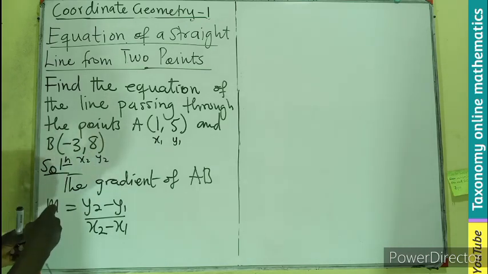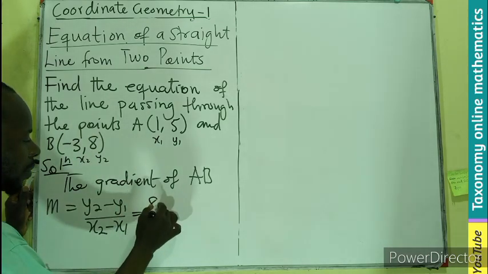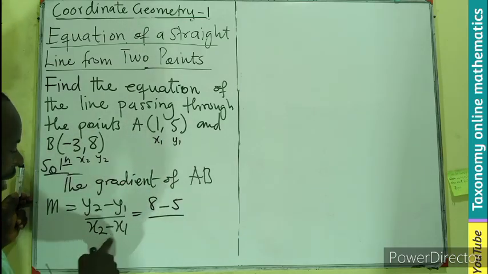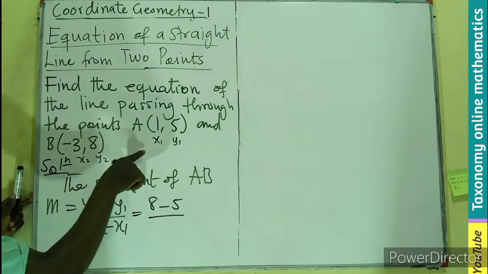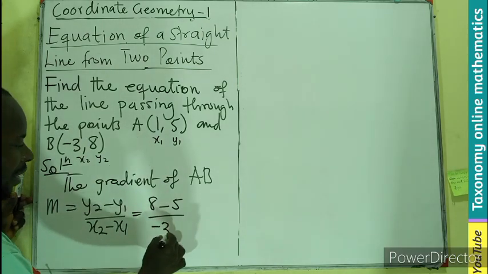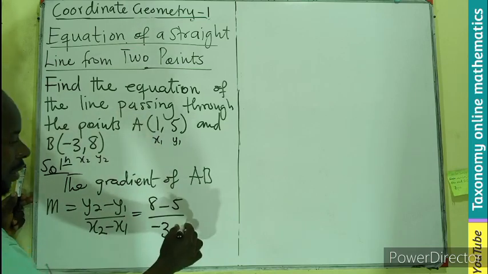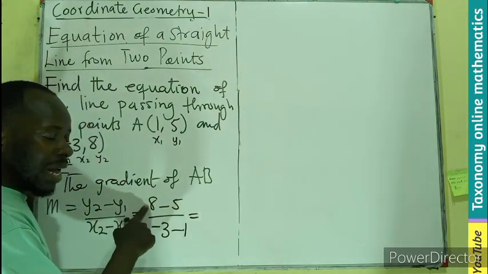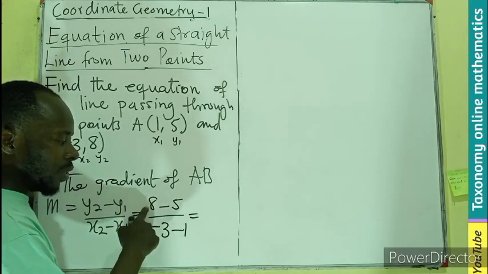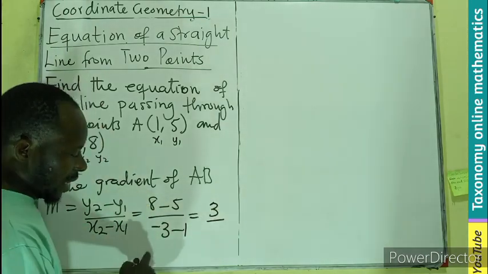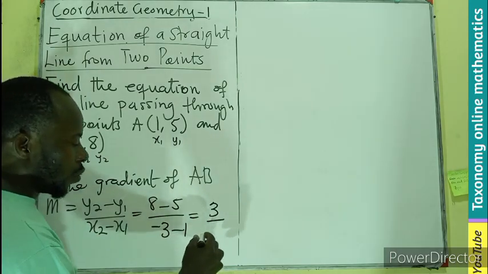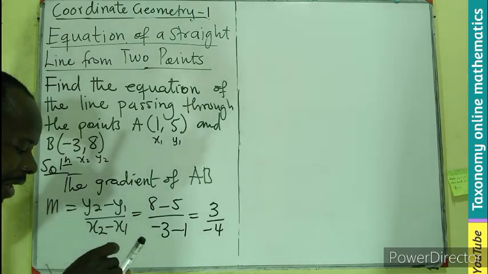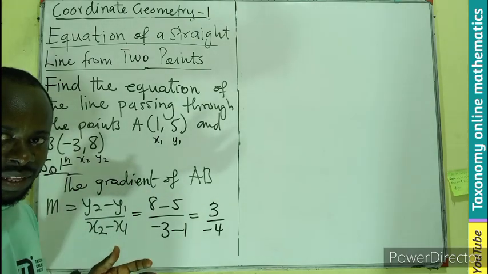So y2 first, meaning 8 minus y1. What is the y1? 5. x2, where is the x2? We have x2 as minus 3 minus x1, which is 1. In this case, 5 from 8 will give us positive 3. Then minus 3 minus 1 will give you minus 4. So the gradient is going to be minus 3 on 4. That's the first thing we have to do.